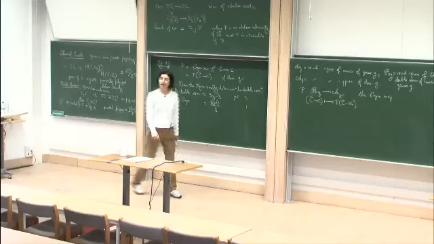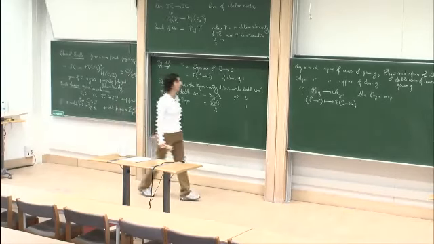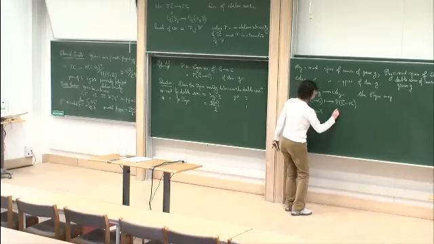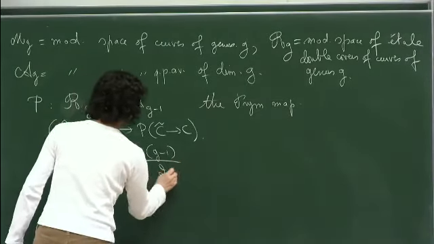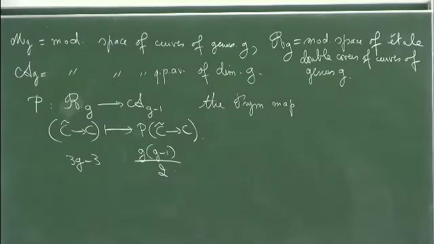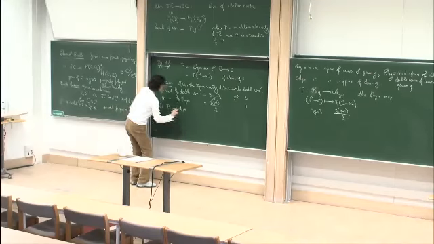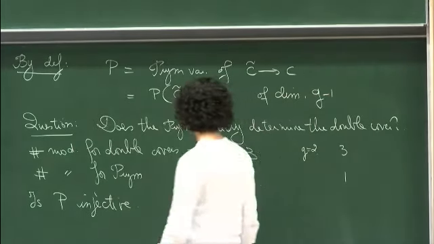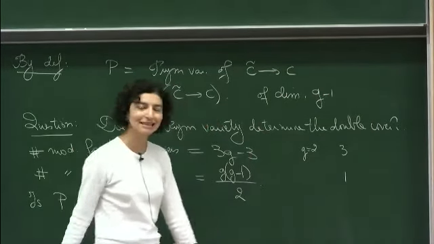Right? Now if you look at the dimension count, here you have dimension 3g minus 3. Here you have dimension g times (g minus 1) over 2. And the Torelli question asks whether the Prym map is injective or not. If you know the Prym variety, do you know the double cover? That means, is this map injective? So injectivity isn't possible just by dimension count if g is 2, for instance.